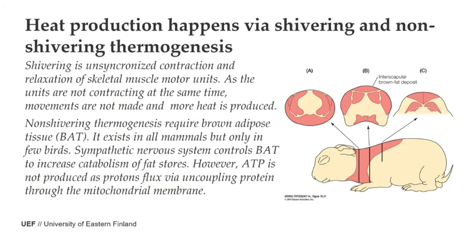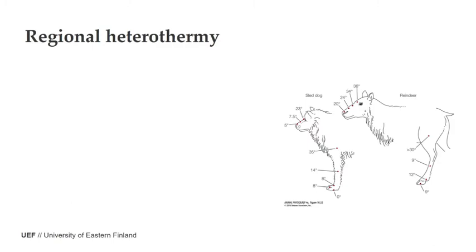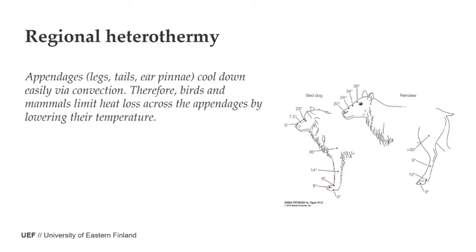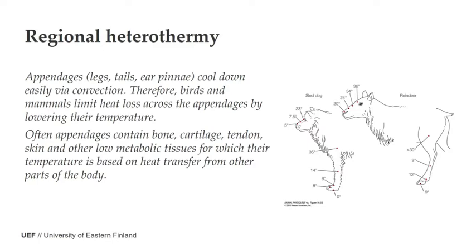But still, we have quite interesting themes in endotherms. Although endothermy means that we regulate the body temperature and we think that the body temperature is constant, actually it's not. In the tip of the nose or the tip of the fingers, we have colder temperatures than in the body core. So we have appendages that are cooled down easily by convection. That's why birds and mammals limit the heat loss across these by lowering their temperature. If you measure the temperature from the tip of the nose in the reindeer, it's 20. If you measure the temperature in the tip of the nose in the sledge dog, it's only 5 degrees Celsius. It could be working just because there's so much bone, etc., so these are low metabolic tissues.